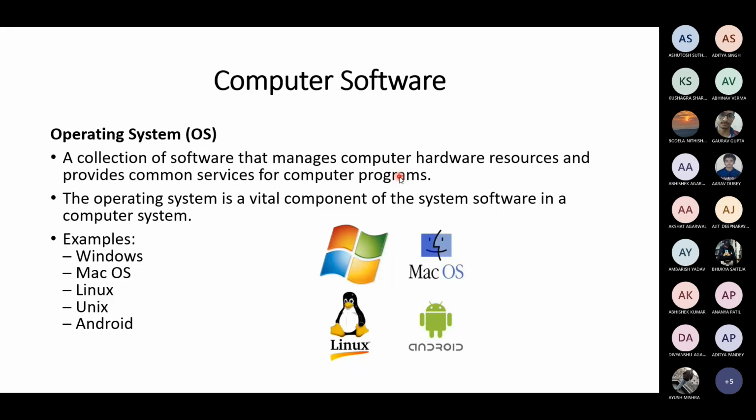There are various operating systems. An operating system is a vital component of the system software in a computer system. You have the Windows operating system, you have Linux, you have Mac OS. Those who are using Apple computers, Apple laptops, or Apple phones are using the Mac OS operating system. You also have the Android operating system.